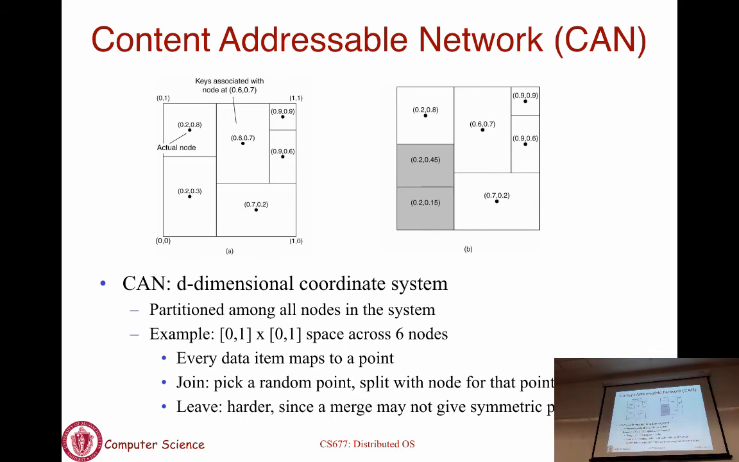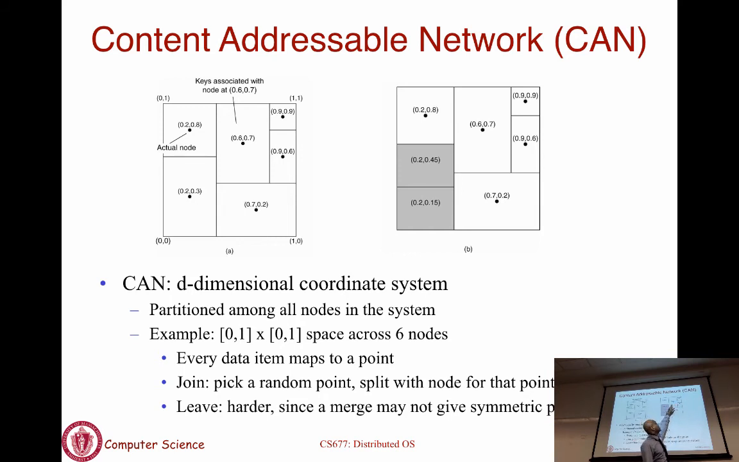Now when nodes leave, things get more complicated, because when a node leaves, that doesn't allow you to merge rectangles the way you split them. For example, if this node here, 0.6, 0.7, leaves, you have to assign all of that range to some other rectangle, because there is no one rectangle you can do this.